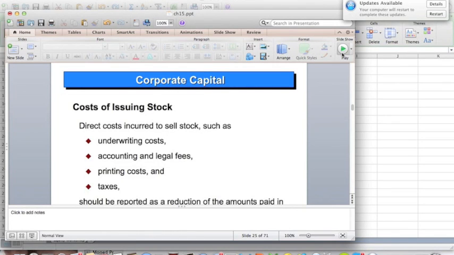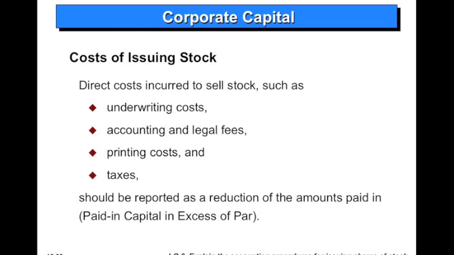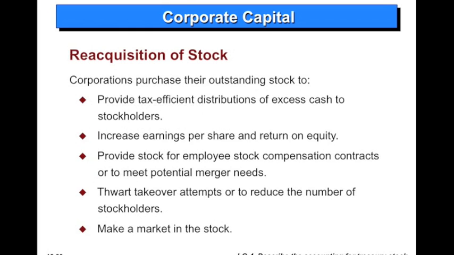Now, we also have costs of issuing common stock. There's underwriting cost, accounting, legal, taxes, and this is reported as a reduction in the amounts of paid in capital. Okay? We also have a thing called reacquisition of stock.